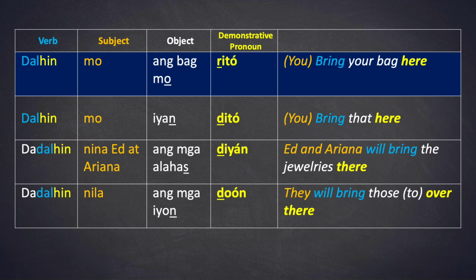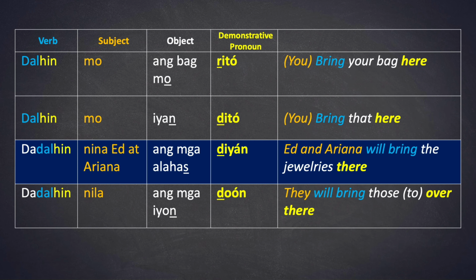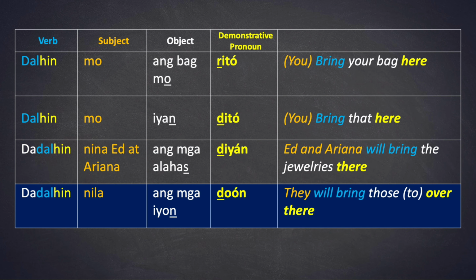Dalhin mo ang bag mo rito. Bring your bag here. Dalhin mo iyan dito. Bring that here. Dadalhin nina Ed at Ariana ang mga alahas diyan. Ed and Ariana will bring the jewelries there. Dadalhin nila ang mga iyon doon. They will bring those over there.